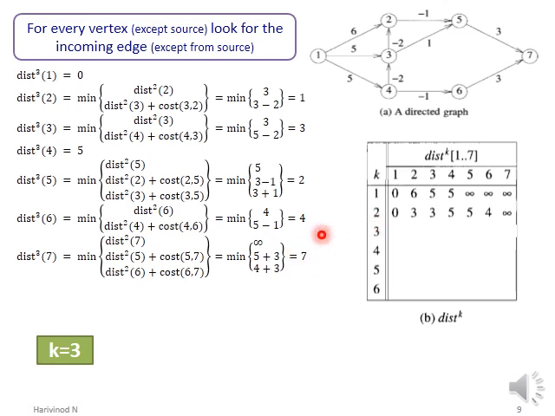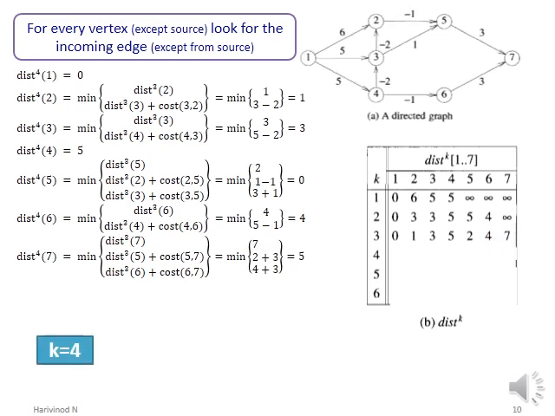So at the end of iteration 3, we can see that the updated shortest distances, considering 3 edges, are nothing but 0, 1, 3, 5, 2, 4, 7. In the fourth iteration, let us repeat the process.